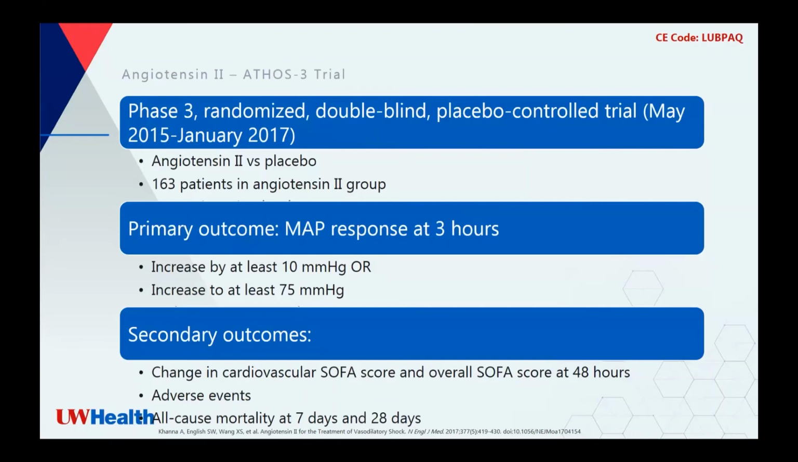The primary outcome was MAP response at 3 hours. They defined MAP response as an increase in mean arterial pressure of at least 10 or an increase to at least 75. And this should be without an increase in other background vasopressors, just to tease out the benefit of angiotensin II. Secondary outcomes that they looked at include all-cause mortality, but also changes in SOFA scores and adverse events.